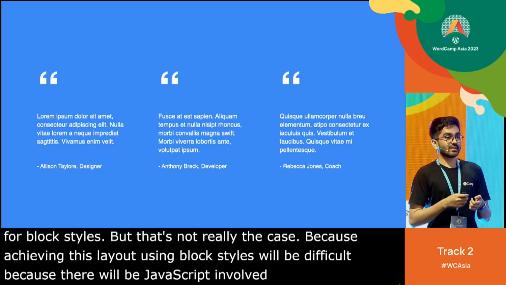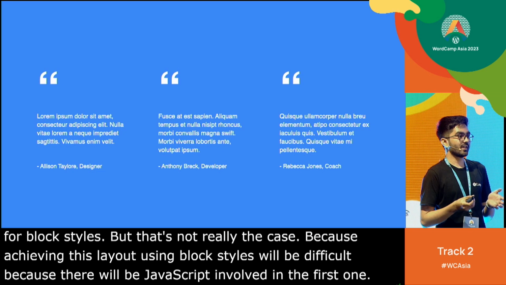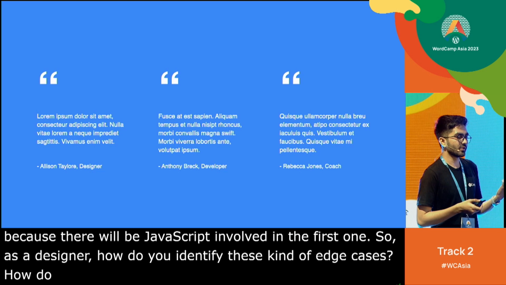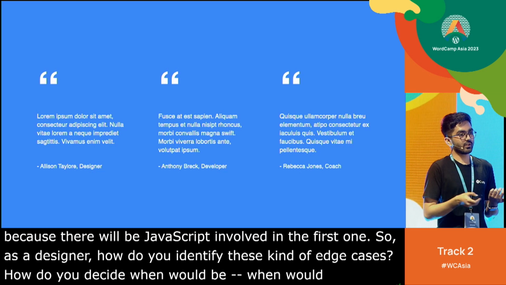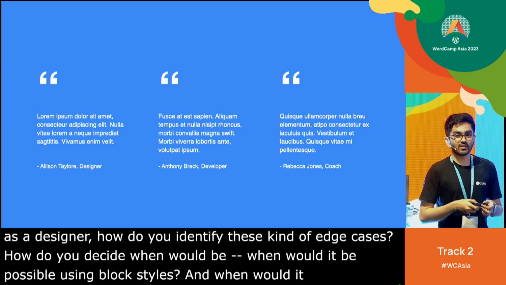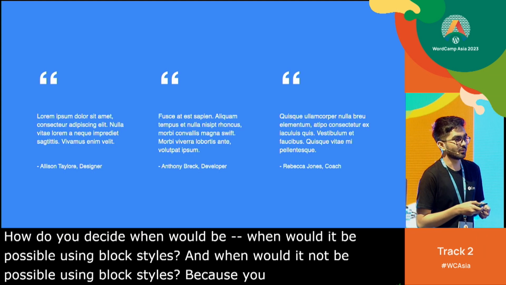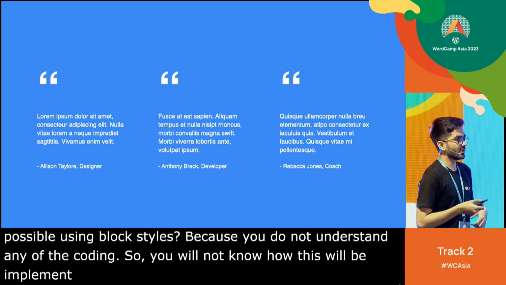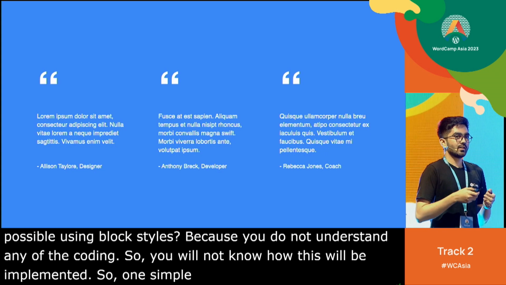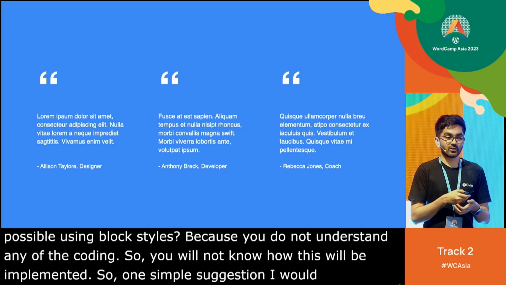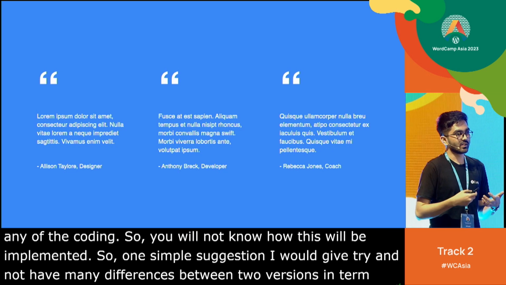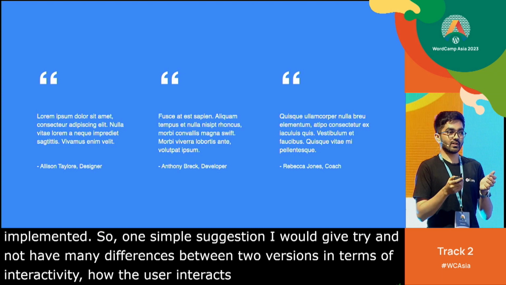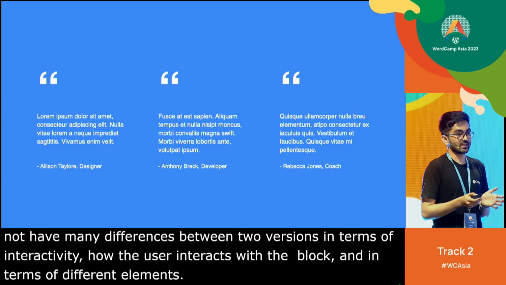So as a designer, how do you identify these kinds of edge cases? How do you decide when it would be possible using block styles, and when it would not be possible using block styles? Because you do not understand any of the coding, so you will not know how this will be implemented. So one simple suggestion I would give is try and not have many differences between two versions in terms of interactivity, how the user interacts with the block, and in terms of different elements. You can reorganize elements, but try and keep them the same.